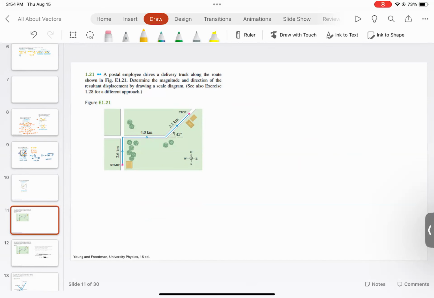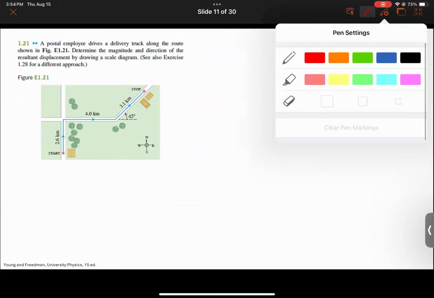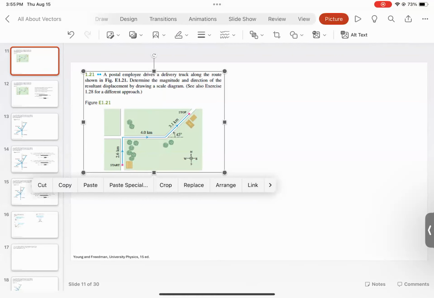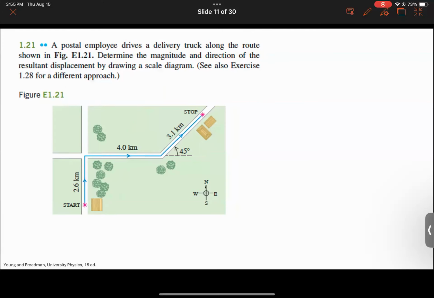So in this example, we have a postal employee who is driving a delivery truck along the route shown in the figure. Determine the magnitude and direction of the resultant displacement by drawing a scale diagram. So gagawin ko is lalakihan ko itong figure ng kaunti. So we can draw the figure.